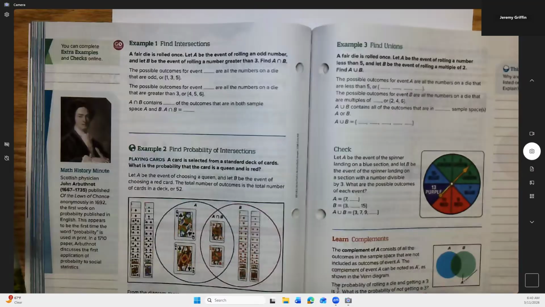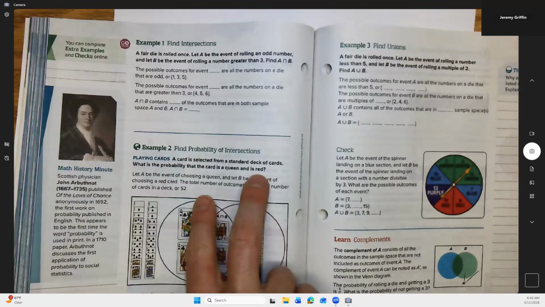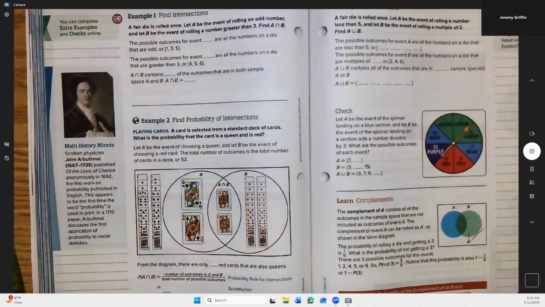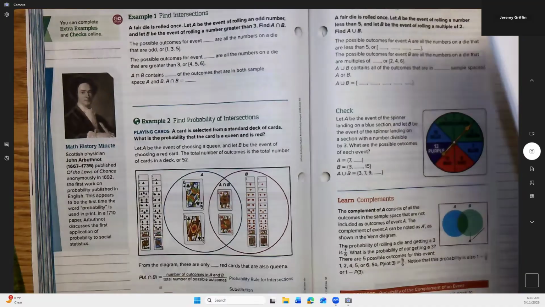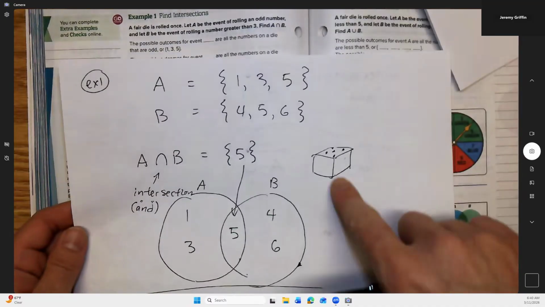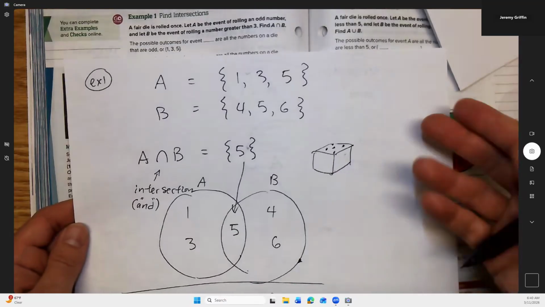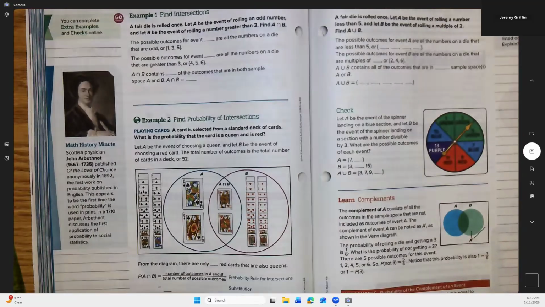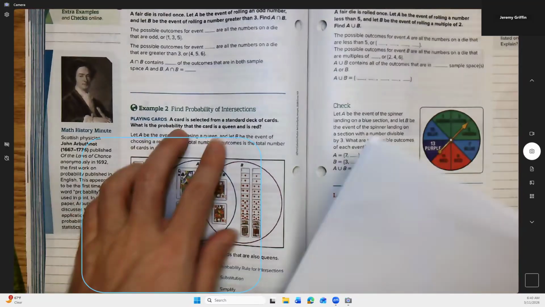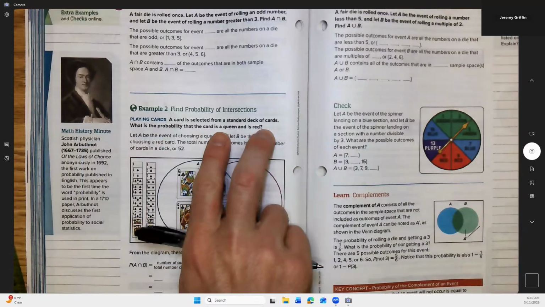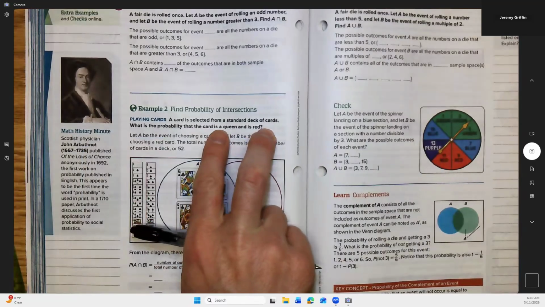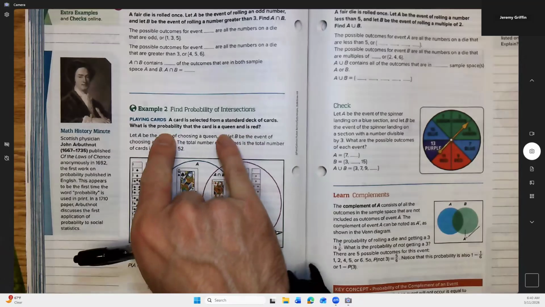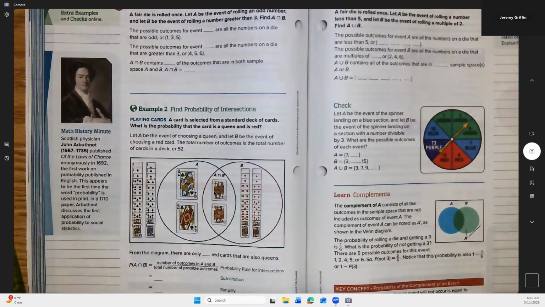Example 2, probability of intersection. We're continuing with this idea of intersection, but now we're going to put some probability on it. Like for example, the probability of rolling the number 5 is 1 out of 6, or like 16.7%. A card is selected from a standard deck of cards. You know there are 52 cards in a standard deck, which could be helpful.